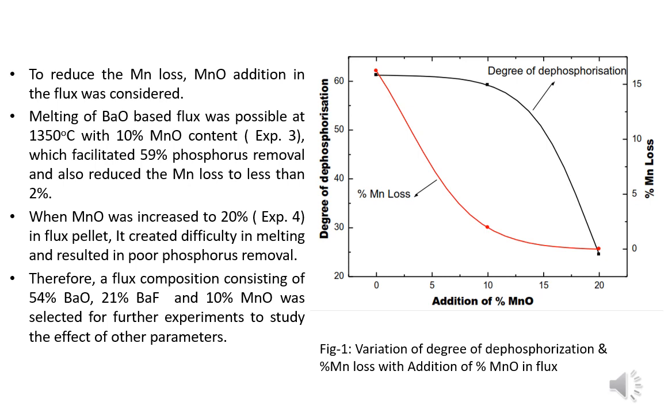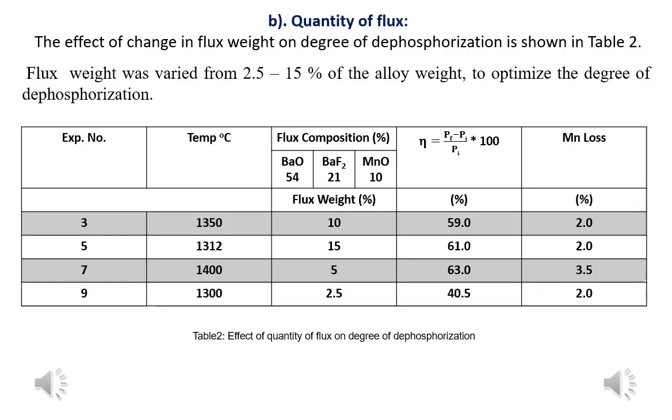Therefore, a flux composition consisting of 54% barium oxide, 21% barium fluoride and 10% manganese oxide was selected for conducting subsequent tests to study the effect of other parameters. Quantity of flux. These tests were carried out to study the effect of change in flux quantity on the degree of dephosphorization. The flux weight was varied from 15% to 2.5% of the alloy weight.